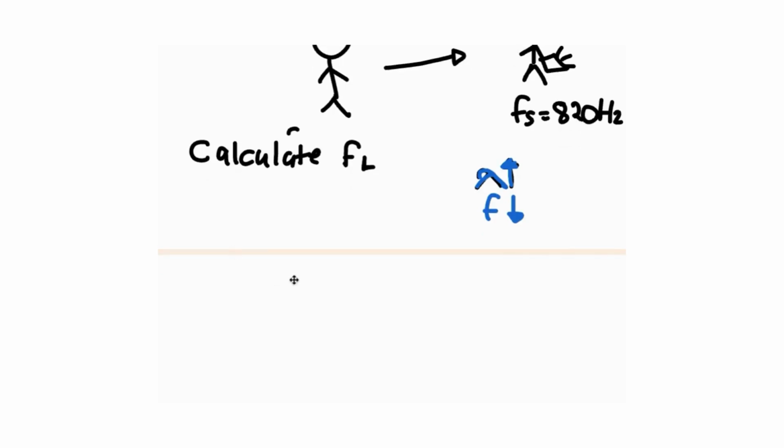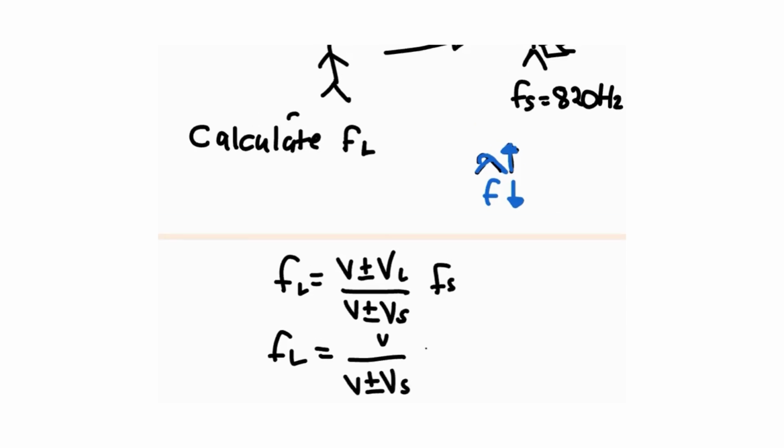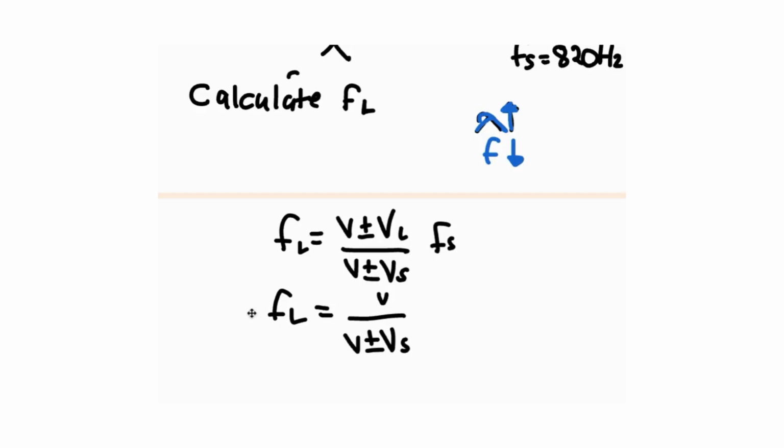Now we write the whole formula, V plus or minus VL over V plus or minus Vs times Fs. The listener is still stationary, so we have just V divided by V plus or minus Vs. And now what is happening? We are saying the frequency is decreasing, meaning we expect this part to also decrease and that one to increase. We want the numerator to be smaller and the denominator to be bigger, meaning we want to add.